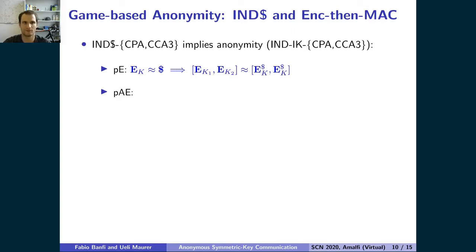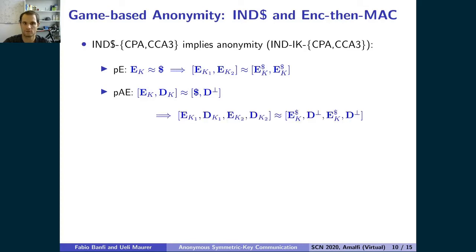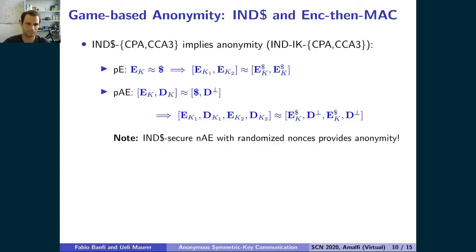And for the case of authenticated encryption, we have that if the scheme satisfies the stronger definition modeled as follows, it will also satisfy this anonymity and security notion that we just saw for PAE. And what this means is that if we have a nonce-based AE scheme which uses randomized nonces and is proven to be IND$ secure, then we have actually proved that this scheme provides anonymity already.